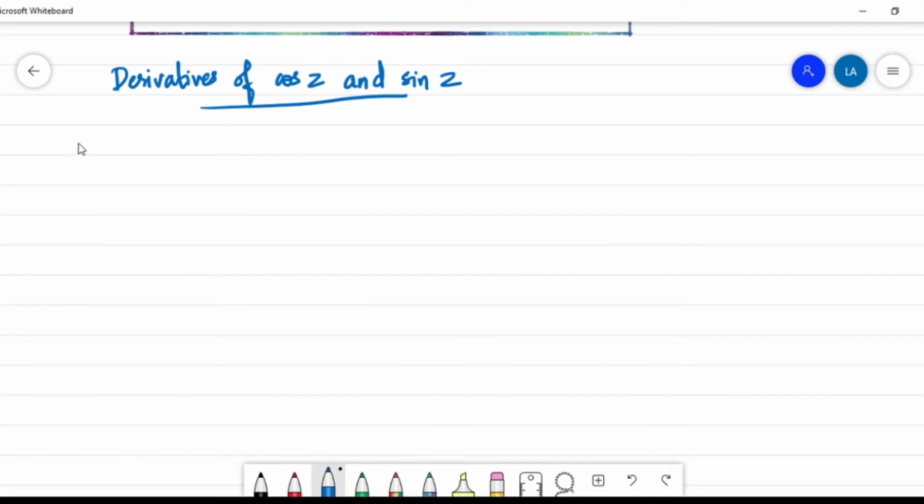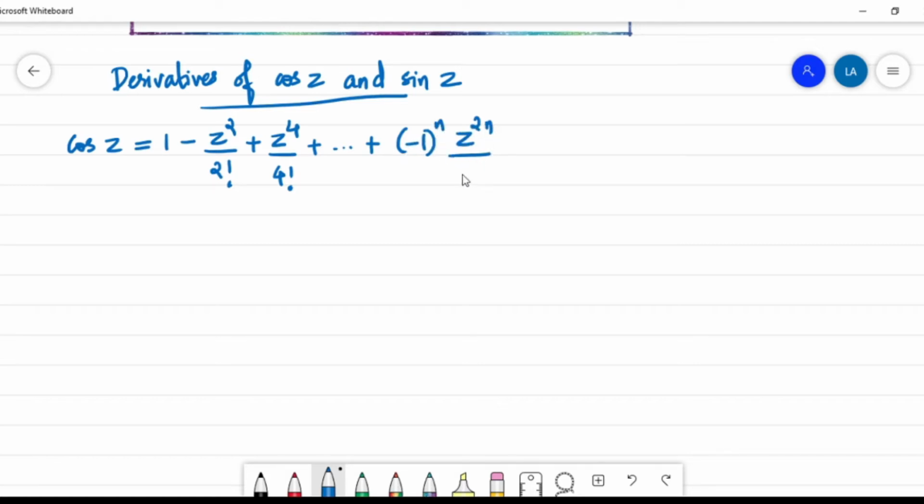Okay, we have cos z equal to 1 minus z squared by 2 factorial plus z raised to 4 by 4 factorial plus etc., plus minus 1 the whole raised to n into z raised to 2n divided by 2n the whole factorial plus etc. And we said that that is generally equal to summation n equals 0 to infinity, the general term, minus 1 the whole raised to n divided by 2n the whole factorial into z raised to 2n.